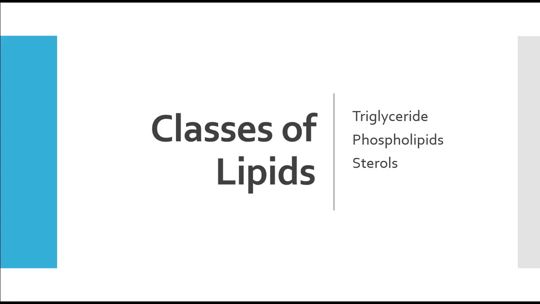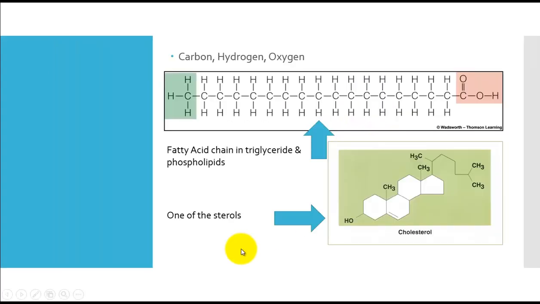We have three classes of lipids: triglyceride, phospholipid, and sterols. Of the fats that we eat in foods, 95% are triglyceride. Let's take a look at some important chemical characteristics of fat.